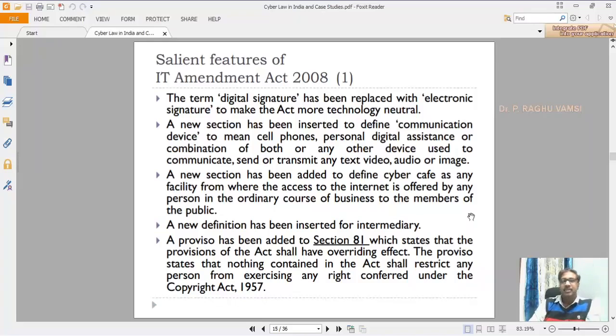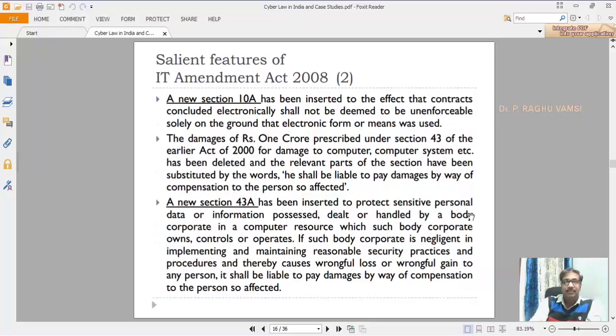A provision has been added to section 81, which states that the provision of the act shall have overriding effect. The provision states that nothing contained in the act shall restrict any person from exercising any right conferred under Copyright Act 1957. So, because publishing the materials illegally, usually the Copyright Act is there. To support this Copyright Act electronically or digitally, this section 81 has been added in the IT Amendment Act 2008.